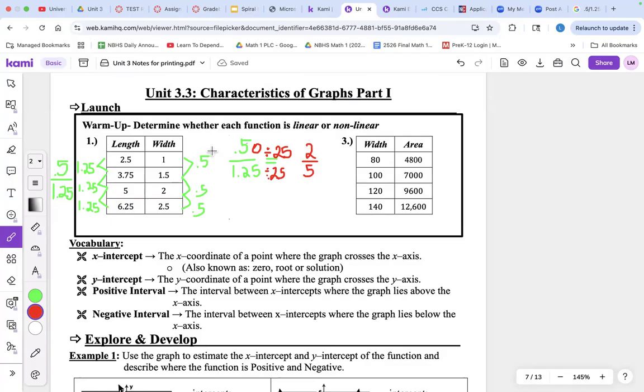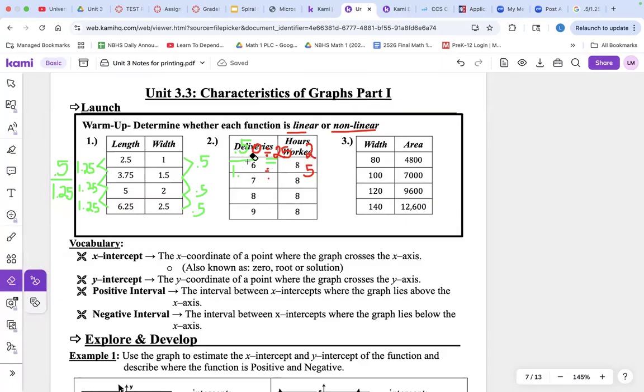And again, since these are the same and these are the same, and there's no break in the numbers, then we know we have a line, and that line has a slope of 2/5. But all you have to do, of course, is just tell whether or not it is a line or if it is not a line. So I need you to do 2 and 3.